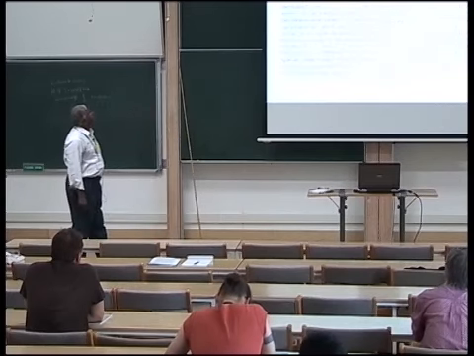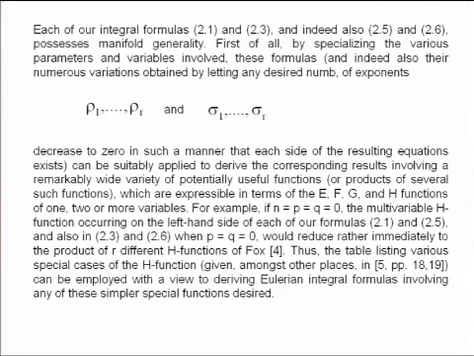Here each of our integrals 2.1 and 2.3, and indeed also 2.5 and 2.6, possesses manifold generality, first of all by specializing the various numerous variations obtained by letting a desired number of exponents rho 1 to rho r and sigma 1 to sigma r decrease to 0 in such a manner that each of the resulting equations can be suitably applied to derive the corresponding results involving a wide variety of potentially useful functions or products of several such functions which are expressible in terms of EFG and H functions of one or more variables.